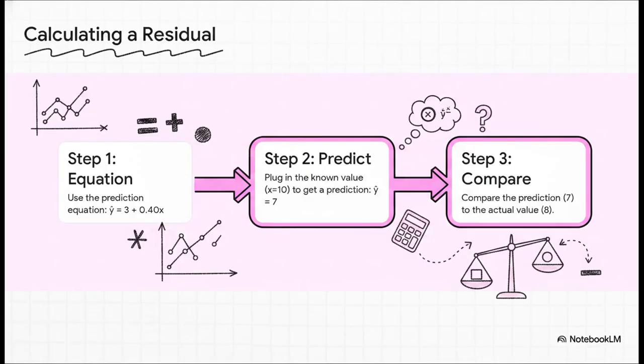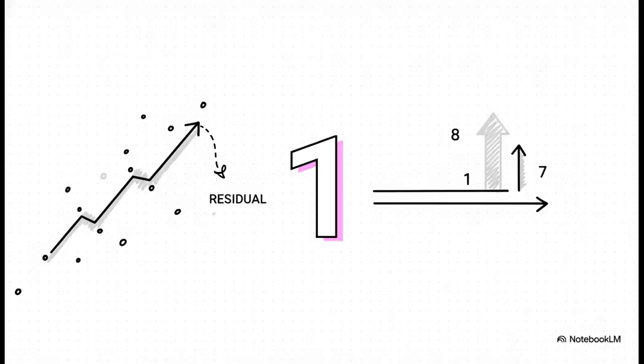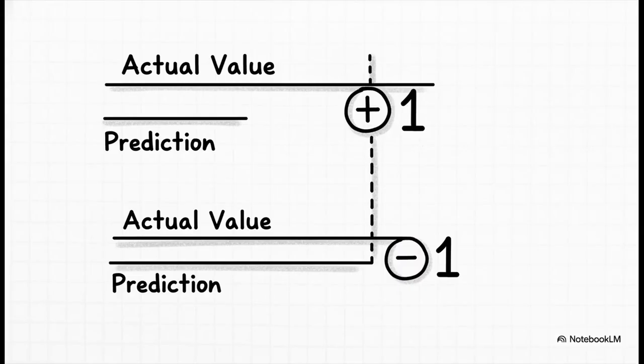So let's actually do this, using the first problem from our source. Step 1, we grab our equation. Step 2, we plug in our known x value, which is 10. That gives us a predicted y of 7. Then, for step 3, we compare our prediction of 7 to the actual real-world value, which we know was 8. So the difference between the actual value, 8, and our predicted value, 7, is 1. That's it. That's our residual. It's our error. And here's the really crucial part. The sign of that number tells us which way we were wrong.